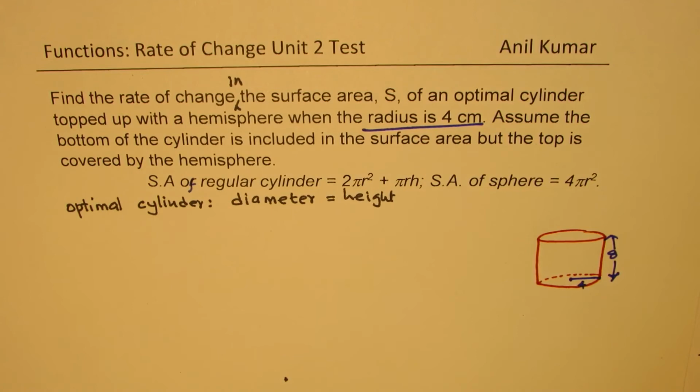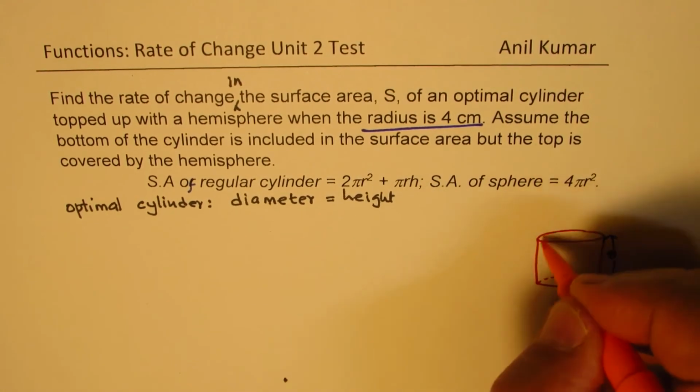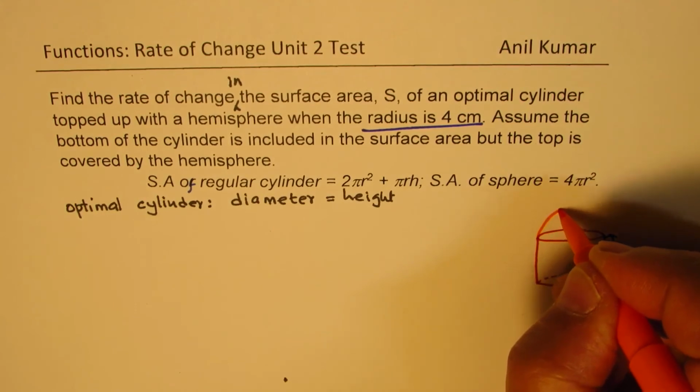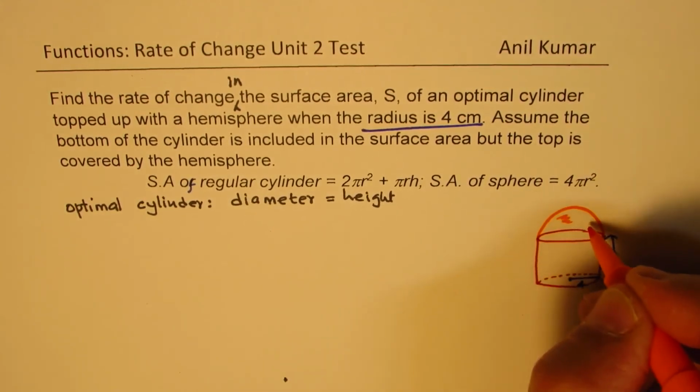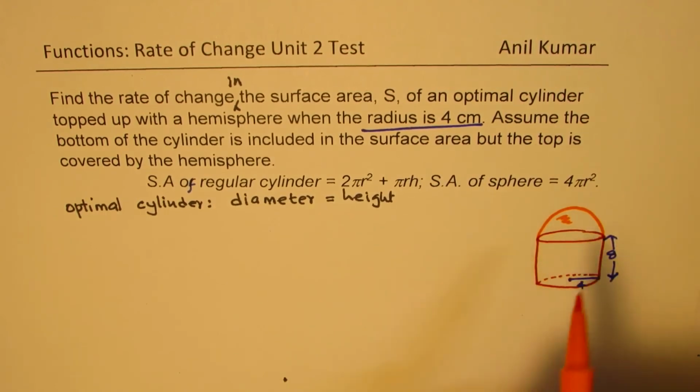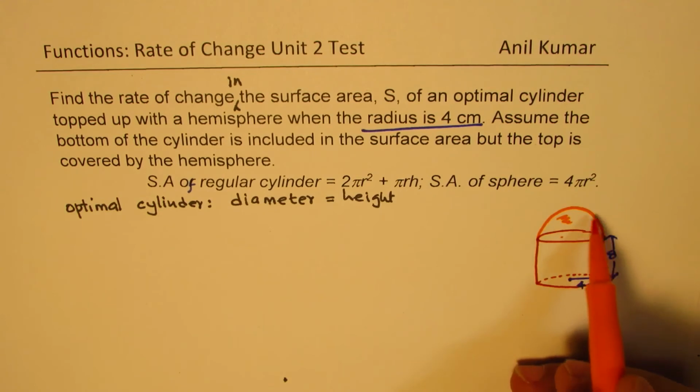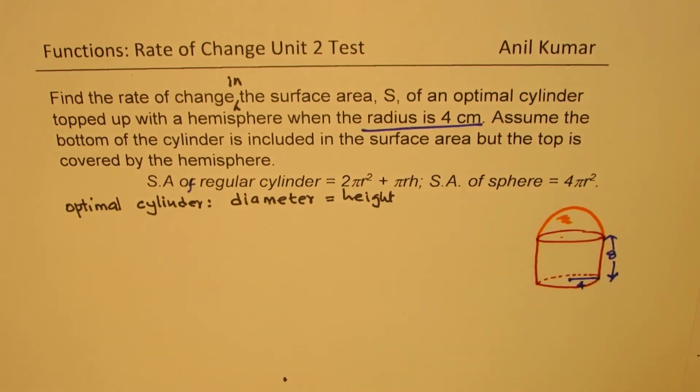Now it is topped by a hemisphere. So that means we have a hemisphere here on the top. That is the hemisphere. So this surface area should not be counted as it is part of your hemisphere. Correct? It is inside.